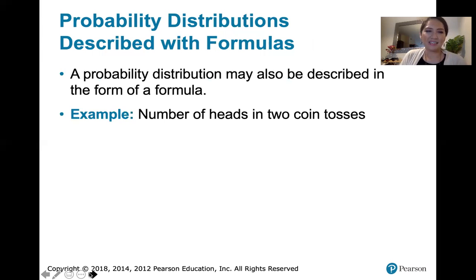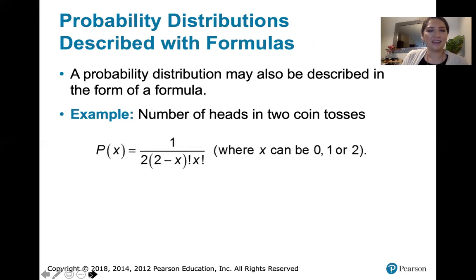So here is the formula for the number of heads that you can get in 2 coin tosses. The probability of x, that's x heads, turns out to be 2 over (2 minus x) factorial times x factorial, where x can take on the values 0, 1, and 2. If you're saying to yourself, how on earth does that give us what it's supposed to give us? Let me show you my paper, and we'll evaluate it, and we'll see that we get exactly the same thing.